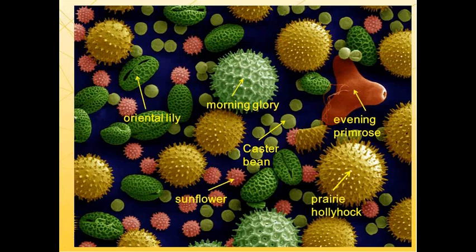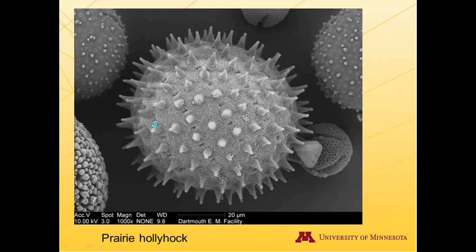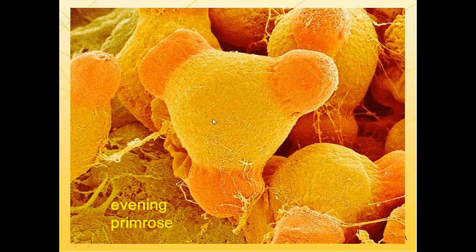This is color-coded to help you separate these things. So the yellows are the prairie hollyhock, and the reds are the evening primrose, and the little red ones are the sunflowers. These green ones are castor bean, and these interesting things are oriental lilies. So in the big picture, that's what it looks like. If you take away the color and look at it, this is a prairie hawk, a really spiny thing that you can imagine. Some of these really do great when they give you allergies.